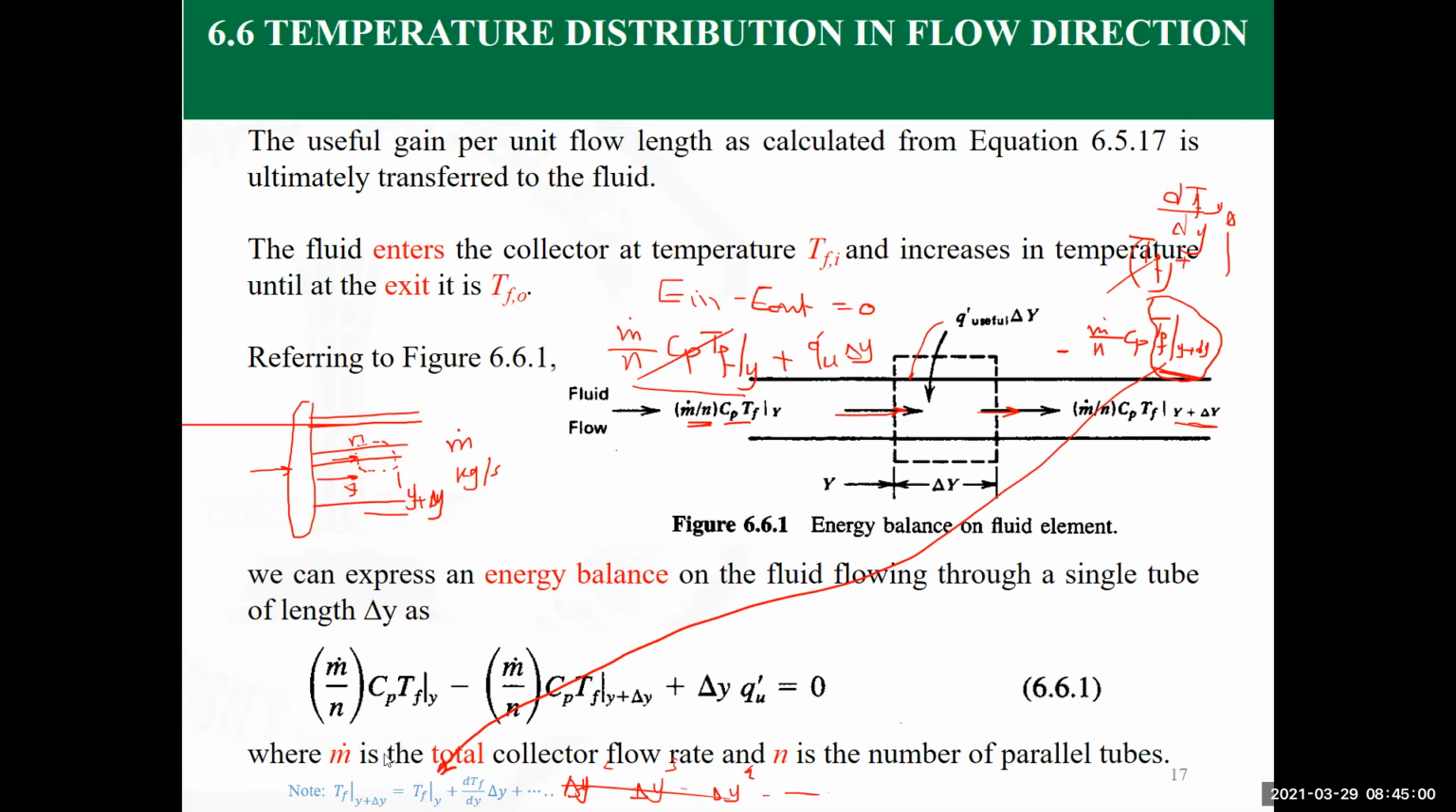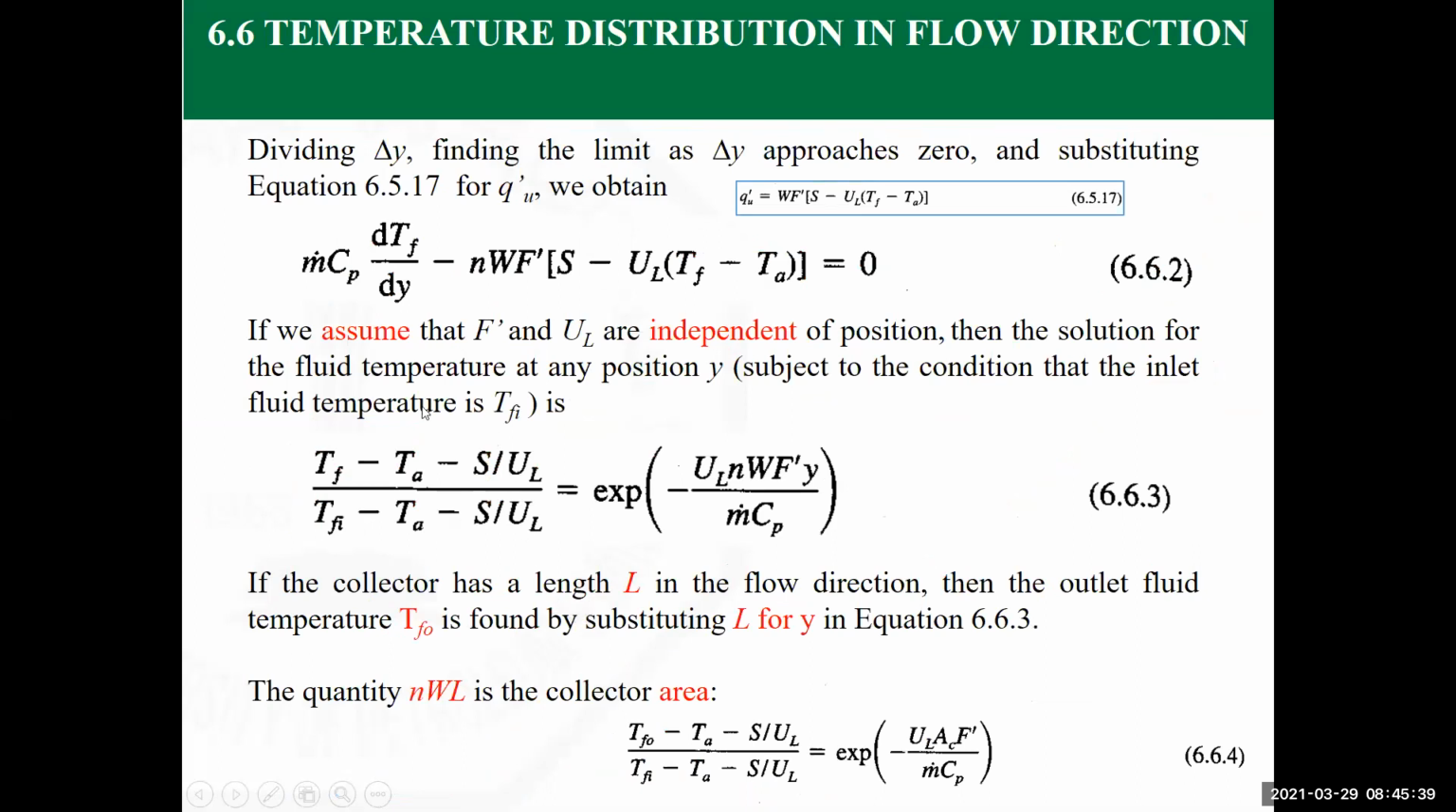This expression that you see in front of you is energy in. This is energy out. Both of them are the fluid as it is coming in and leaving. And this is the energy in again, which is coming as useful energy. So what we do is algebraic simplification by replacing Tf at y plus dy by this quantity. The first term Tf at y is going to cancel, and then we are going to retain the second term. We end up with the first order differential equation that you see here in front of you.